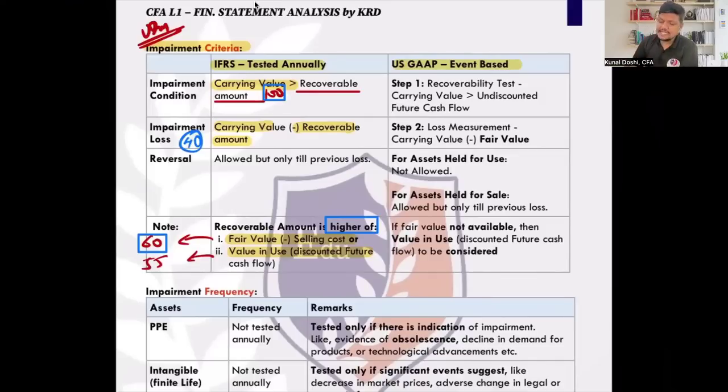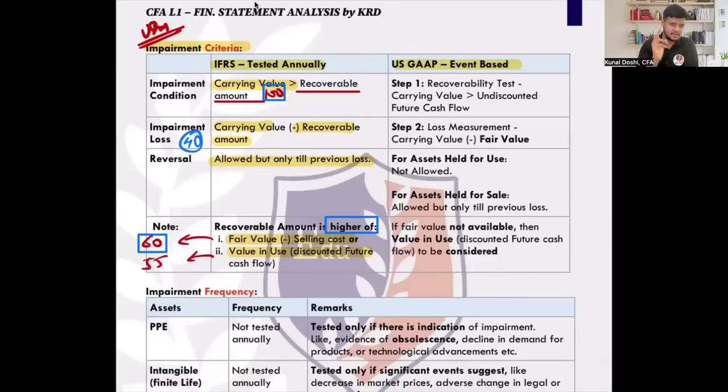IFRS being flexible in inventory, remember, does the IFRS allow reversal? Yes, but only till previous loss. Same way here in impairment also, IFRS allows the reversal, but only till the previous loss. Everyone with me understood the concept of impairment?